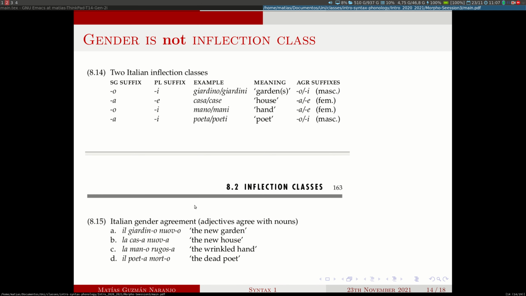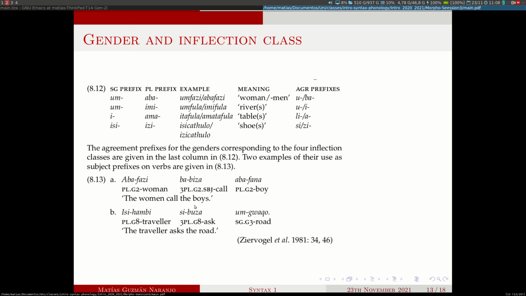However, a very important point that is often missed, even by linguists sometimes, is that gender is not inflection class. In the previous example, it looks a lot like the gender and inflection class are the same thing, but they're not. Gender is given by the agreement markers on the verb, and I think also adjectives and so on. Inflection class is given by the prefixes on the noun. So gender is not seen on the nouns themselves.